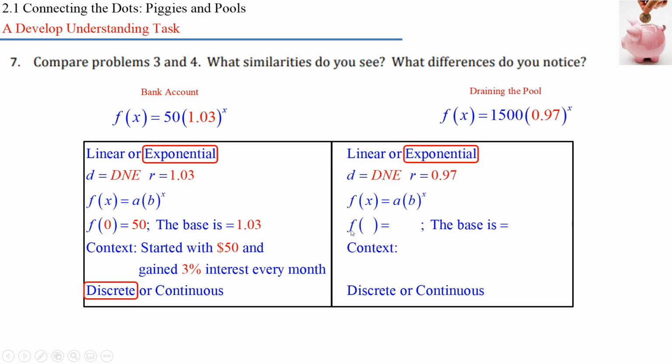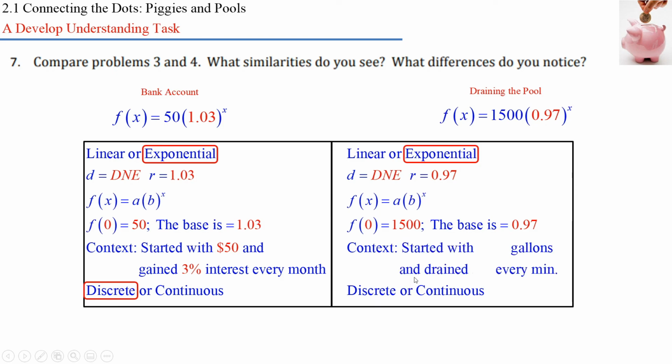Now, I need f of 0. F of 0 equals, well, over here, f of 0 was the 50. Over here, f of 0 is the 1,500 gallons. The base is 0.97, where over here the base was 1.03.